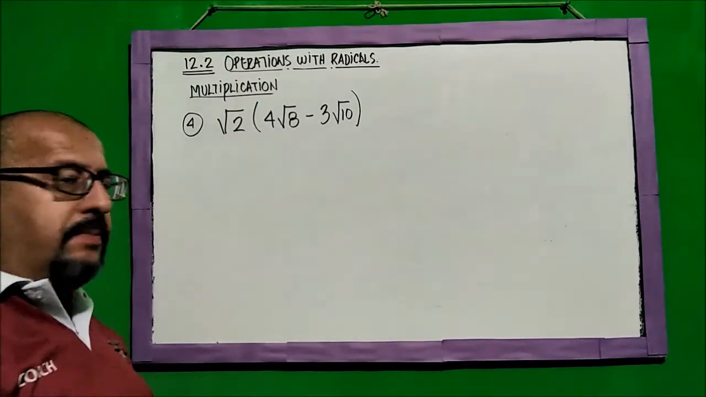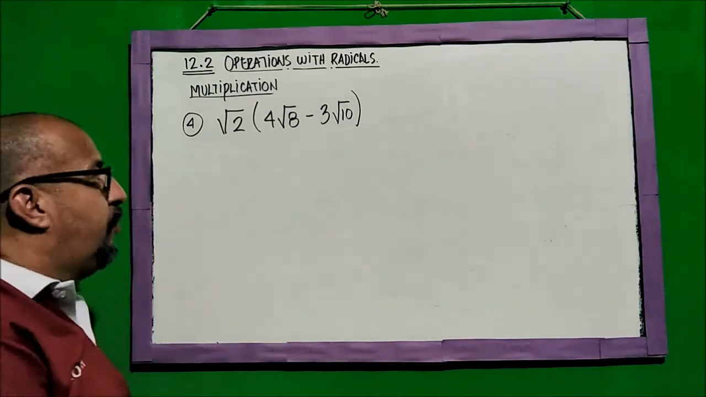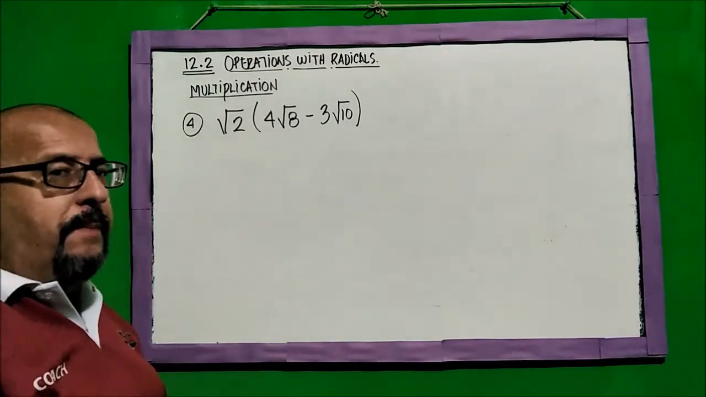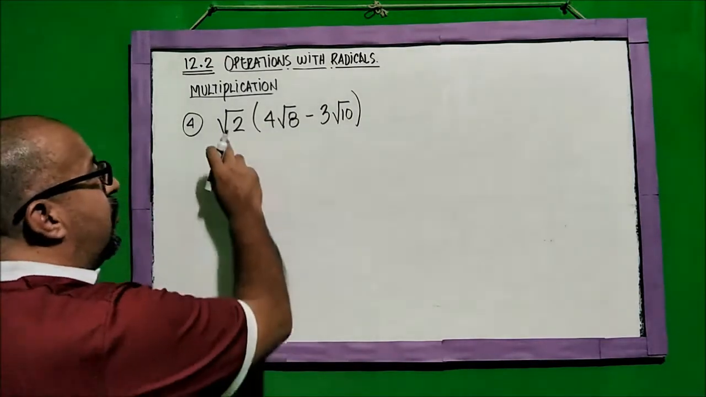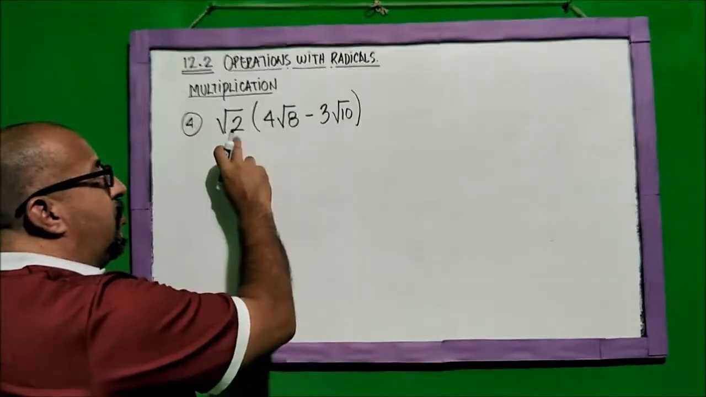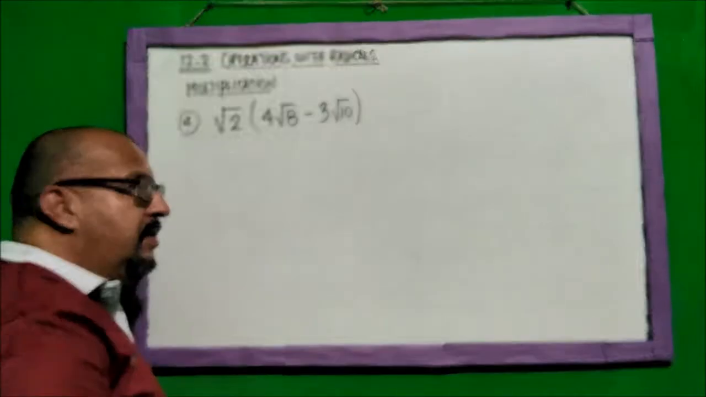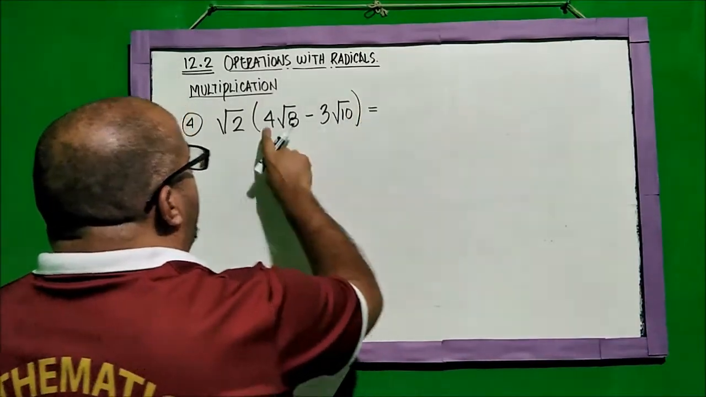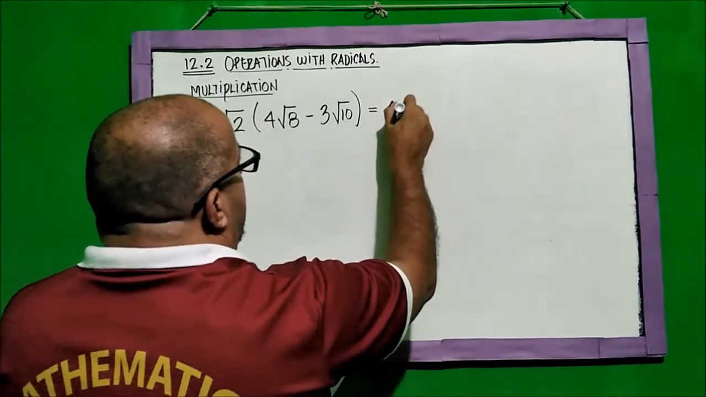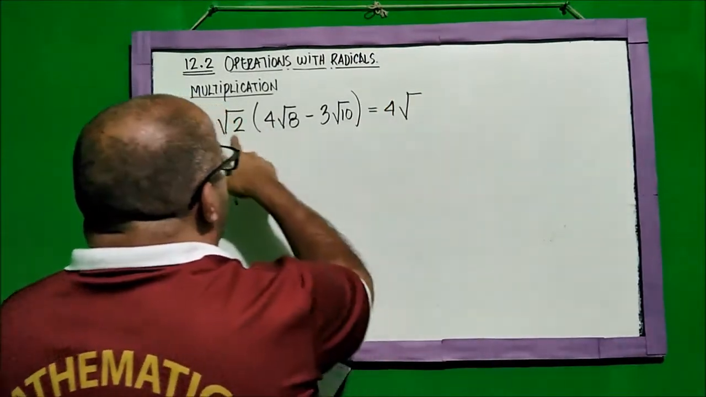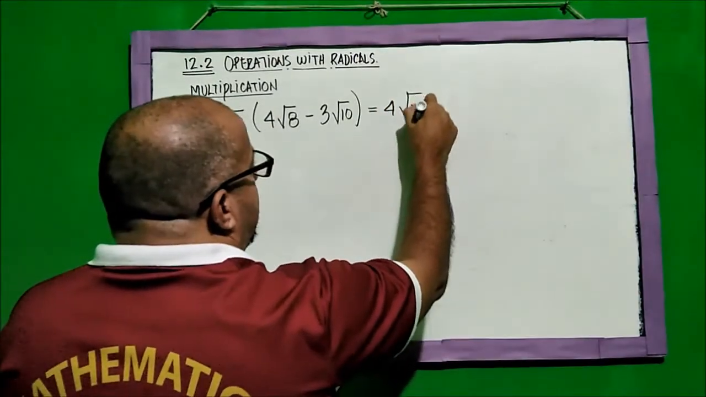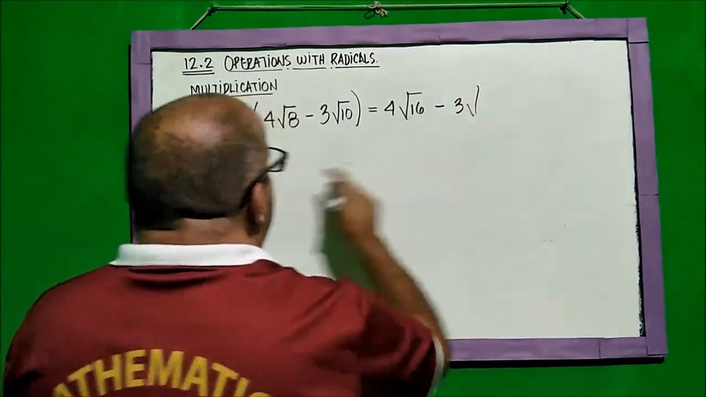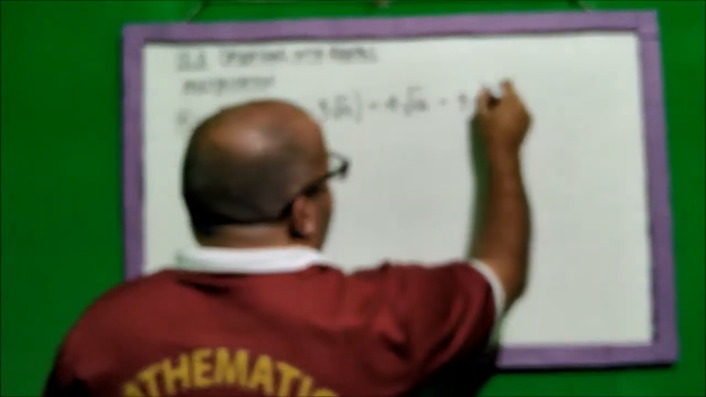Okay, continuing with the multiplication of radical expressions, now we're going to have slightly more complex operations. What we need to do is always check that we're going to multiply radicals with radicals every time that we're doing this. So in this case, we're going to have 4 times the square root of 2 times 8, which will give me 16, minus 3 times the square root of 20.